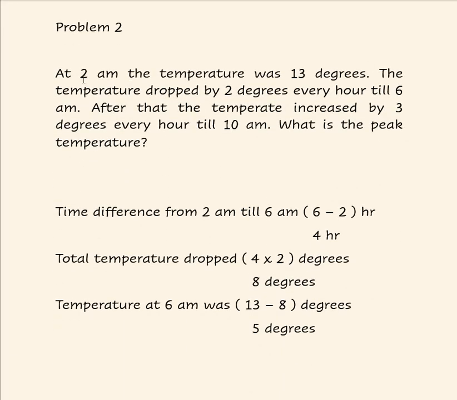Problem number 2. At 2 a.m. the temperature was 13 degrees. The temperature dropped by 2 degrees every hour till 6 a.m. After that, the temperature increased by 3 degrees every hour till 10 a.m. What is the peak temperature? First of all, the temperature dropped by 2 degrees till 6 a.m. and then the temperature increased by 3 degrees till 10 a.m.